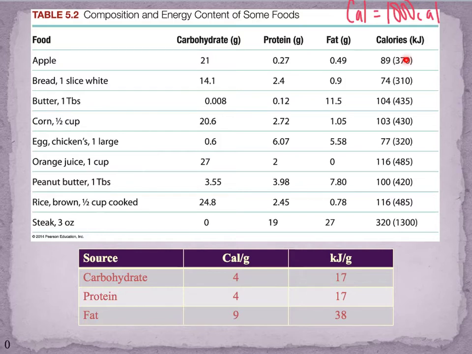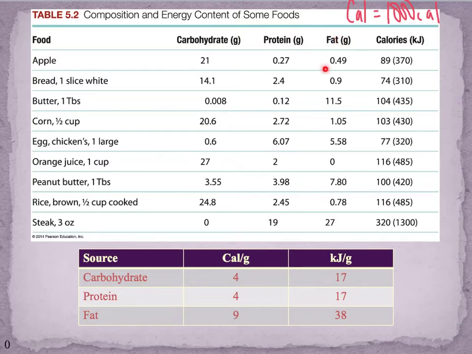So what we can actually see is if I look at an apple, for example, it has 21 grams of carbohydrates, 0.27 grams of protein, and 0.49 grams of fat. Now, if you looked on the label of something with a fruit, you're really not going to see any protein or fat because the values are so small that they can actually round those to 0.